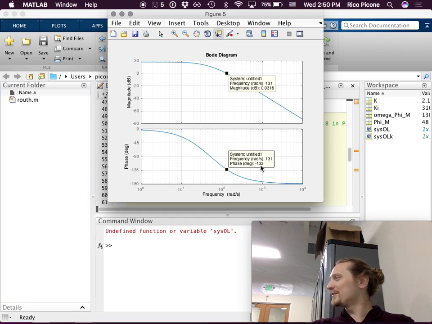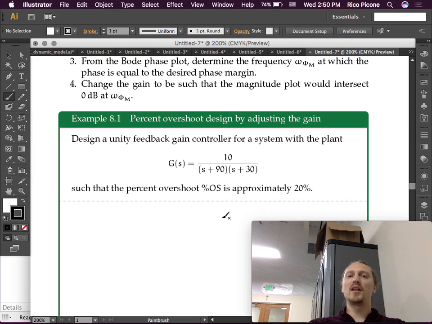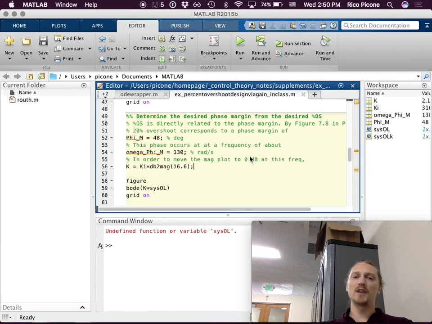So our phase margin is then what we want according to these transient response characteristics that we derived for second order systems back in chapter 7. And we're predicting that we're going to be close to 20% overshoot here. If we use that gain, we're going to be about 20% overshoot, which is our design goal. So let's give it a shot.